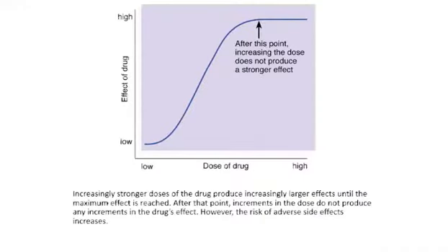depression part. This is a graph of a dose-response curve, and as you can see, it's a little bit sigmoidal in nature, and increasingly stronger doses of the drug produce larger effects of whatever the effect is, until a maximum effect is reached. And after that point, the more drug we give won't really have any changes in the effect of the drug, but as we increase the dose of the drug, we increase the risk of adverse side effects.